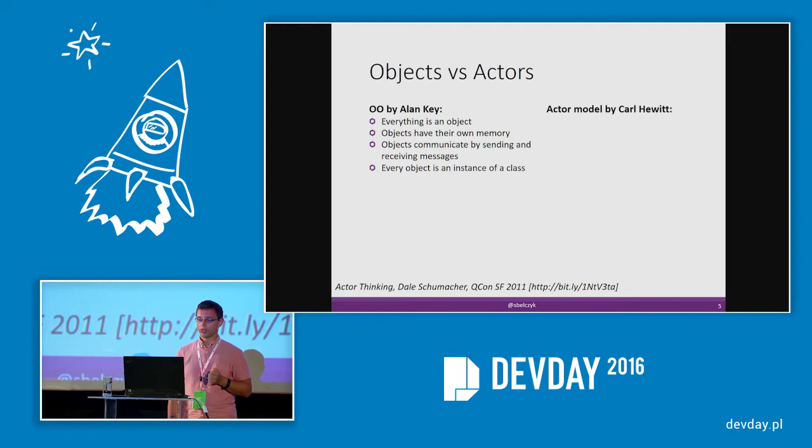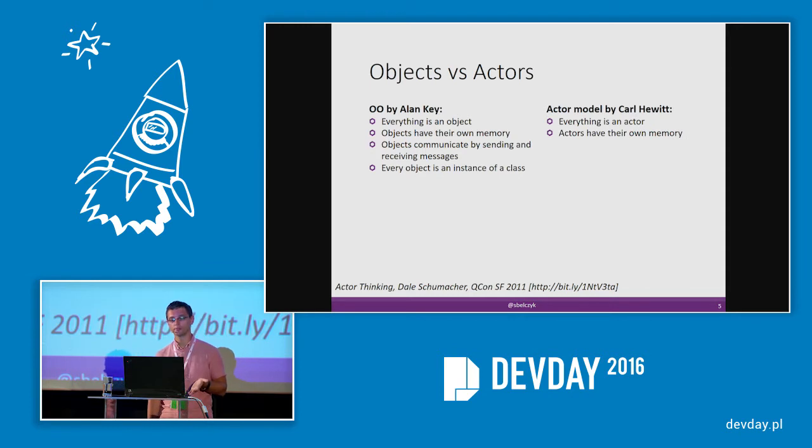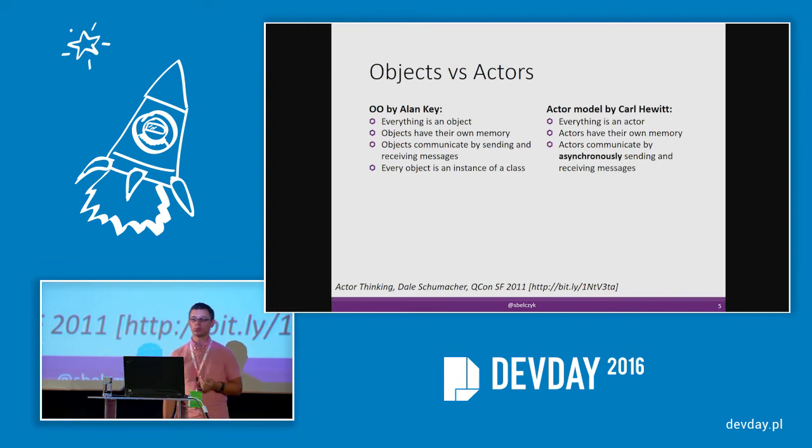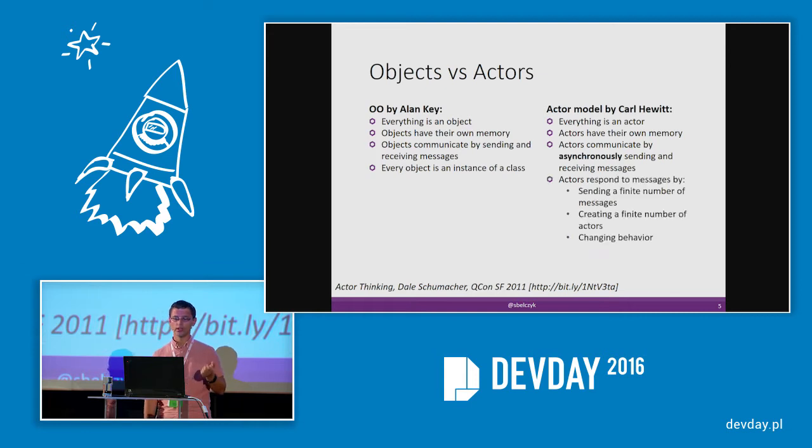When it comes to the actor model, the definition was created by Carl Hewitt, who is responsible for a lot of research around the actor model. And in his definition, everything is an actor. Actors have their own memory, and actors communicate by asynchronously sending and receiving messages. So as you can see, the definition is quite similar, the only difference is that we explicitly say that the communication is asynchronous. There are some additional rules.